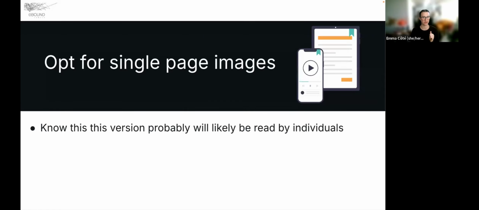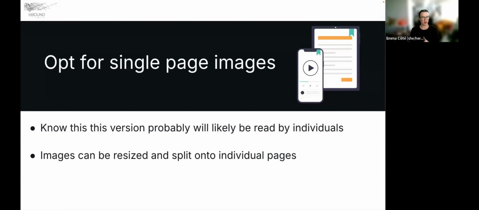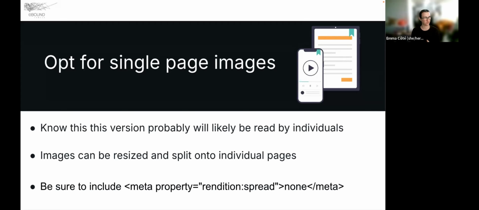Again, just another note on the single page images. This version will likely be read by individuals. And images can be resized and split onto the individual pages, but they really can't be resized and split when you're reading on an e-reader or a screen device. The other thing is there's this piece of metadata that sometimes gets left out. If you are opting for single page images, you really want to make sure this piece of metadata is in your EPUB.